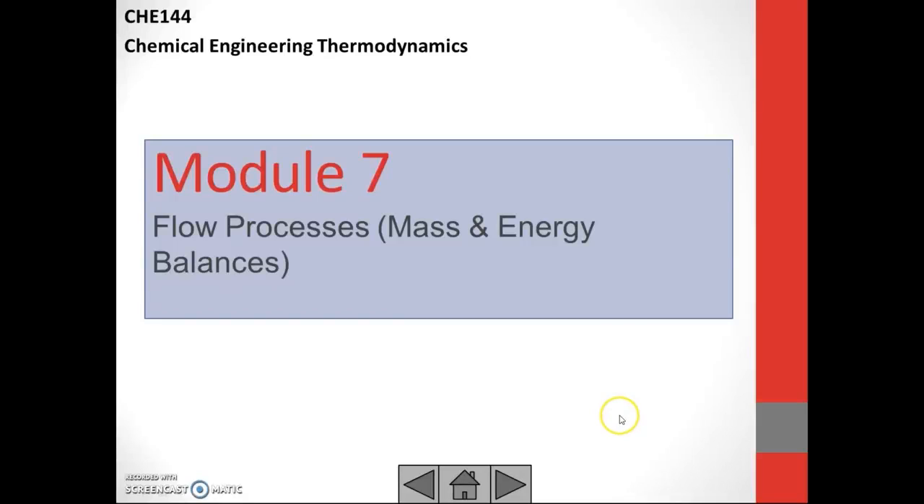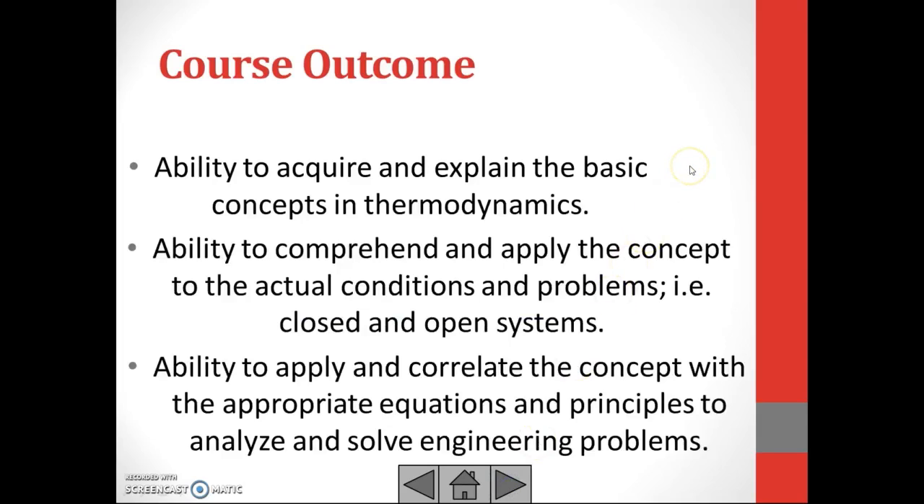Module 7 is about flow processes for mass and energy balances. And the course outcome for this module is the ability to acquire and explain the basic concepts in thermodynamics and to comprehend and apply the concept to the actual conditions and problems such as closed and open system, and also to apply and correlate the concept with the appropriate equations and principles to analyze and solve engineering problems.